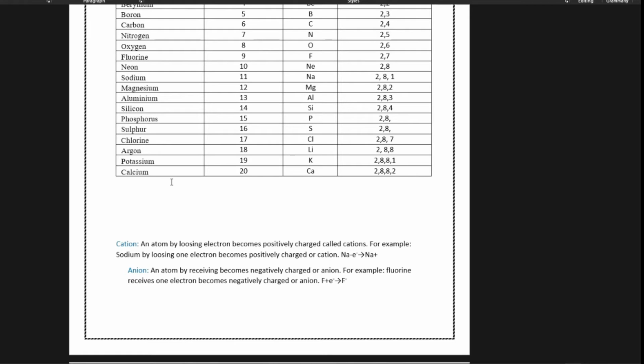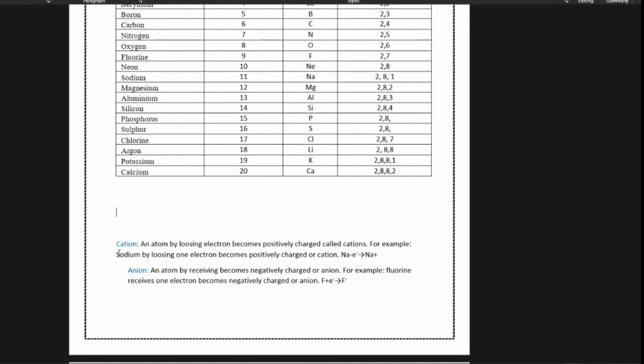So when any atom donates or loses an electron, it becomes positively charged. That is, when an electron is lost by the atom, it becomes a cation. So it donates the electron to become positively charged. So Na+ is sodium that has donated one electron and become positively charged.